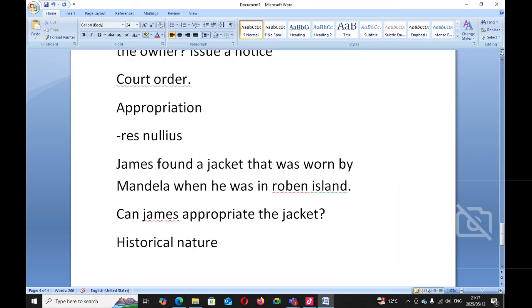So if you find anything that maybe belongs to Shaka, you cannot appropriate such a thing. It belongs to a museum or to the Zulu royal family. You will never appropriate such a thing. It doesn't matter whether you are the one who found it, you cannot appropriate it. You will never be the owner because of the historical nature of such a thing.